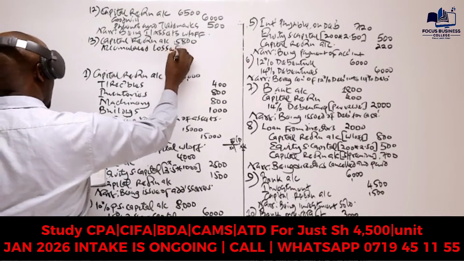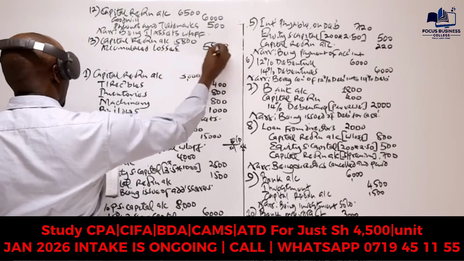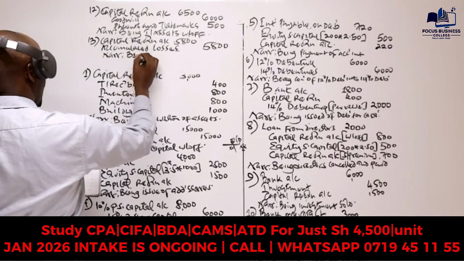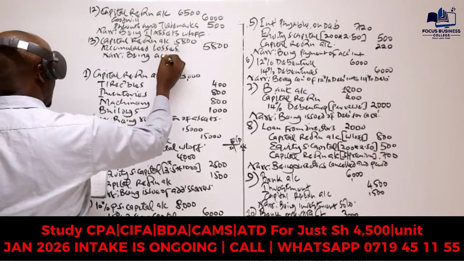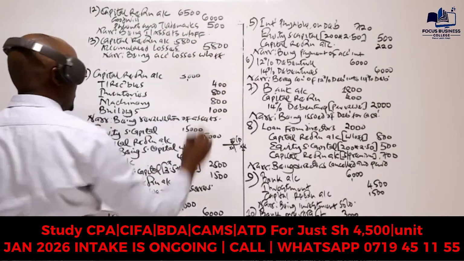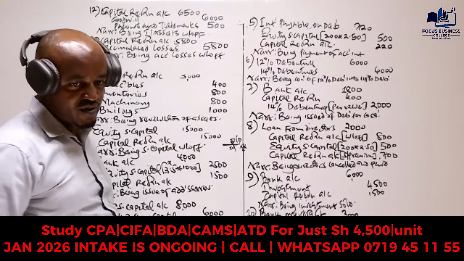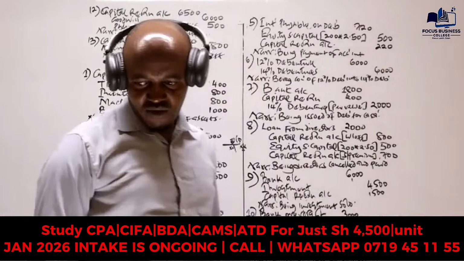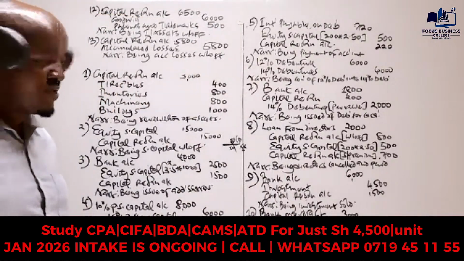Accumulated losses account with the 58. So what is the narration here? Narration is accumulated losses which were written off. And I think in our case, we have finished preparing what was required in part A.